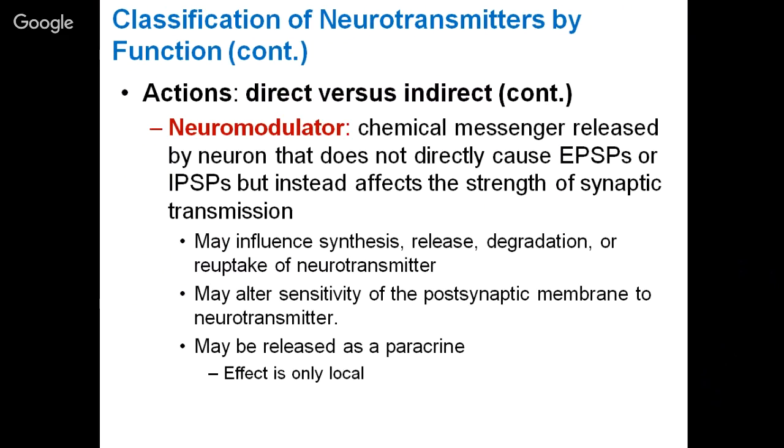Neuromodulators are chemical messengers released by neurons that do not directly cause EPSPs or IPSPs, but instead affect the strength of the synaptic transmission. They may influence the synthesis, release, and degradation or reuptake of neurotransmitter. They may alter the sensitivity of the postsynaptic membrane to neurotransmitter, and they may be released as paracrines, so the effect is only local.